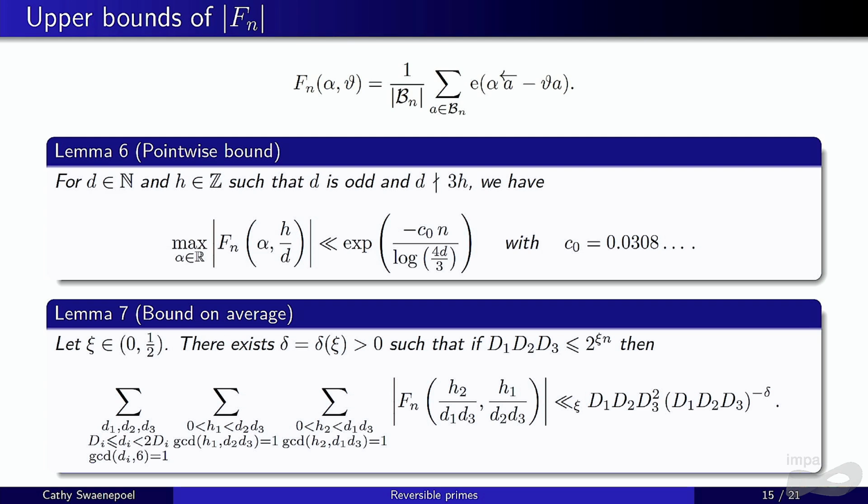So we prove an upper bound for this more complicated quantity, where we look at the values of our function Fn evaluated at two irreducible fractions. There are many variables, but we sum over all the variables: the denominators d1, d2, d3 here, each di of size big Di, and also over the numerators h1 and h2, such that these fractions are irreducible. We prove that if the denominators are not too large, precisely if big D1, big D2, big D3 is less than 2 to the power xi n, for the same xi as in the lemma, where xi can be arbitrarily close to 1/2, we have a sufficiently good upper bound.